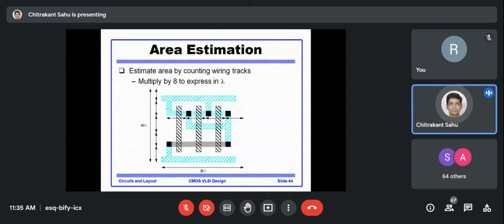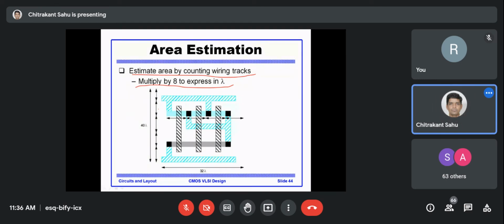Okay, so let's do some exercise. Estimate the area by counting wiring tracks and multiply by 8 to express in lambda. It is just an exercise on how to calculate the overall estimation. You can see that each track has been shown by an arrow, and if you compute the total, it always comes in multiplication of the same structure, right?